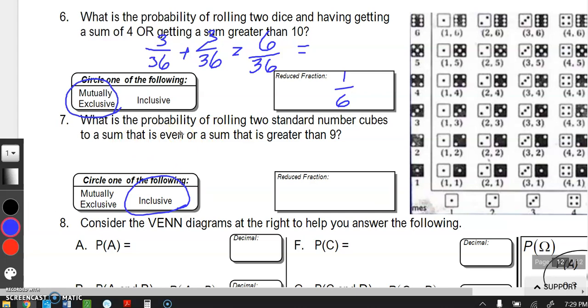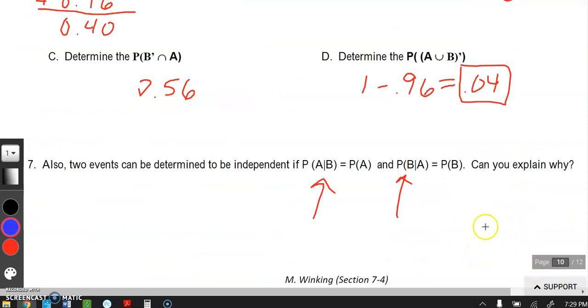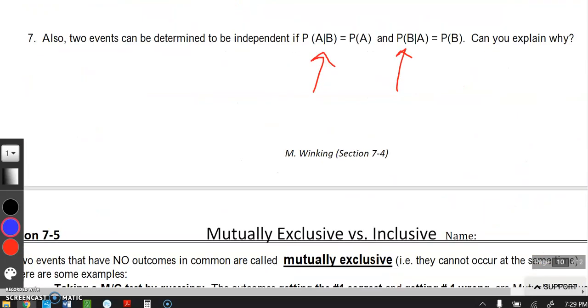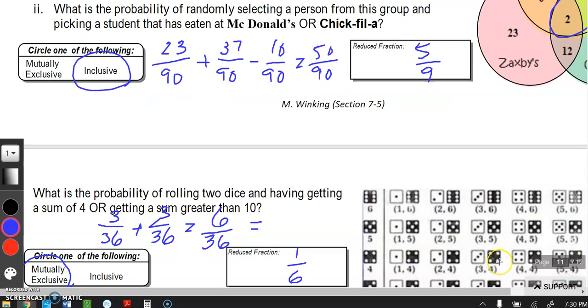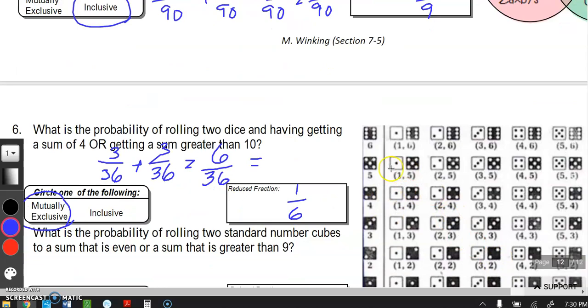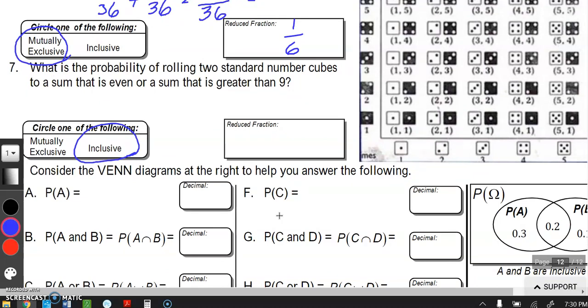So if we look up all the even possibilities, if there are 36 different possibilities on this chart, then half of them are going to be even. So that means that we have 18 out of 36. But then remember, we're going to add that to the other probability.